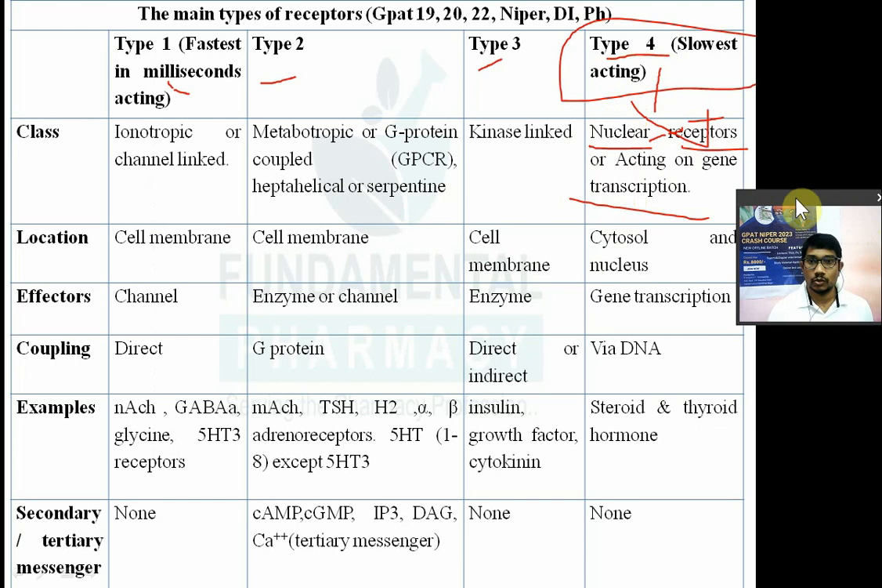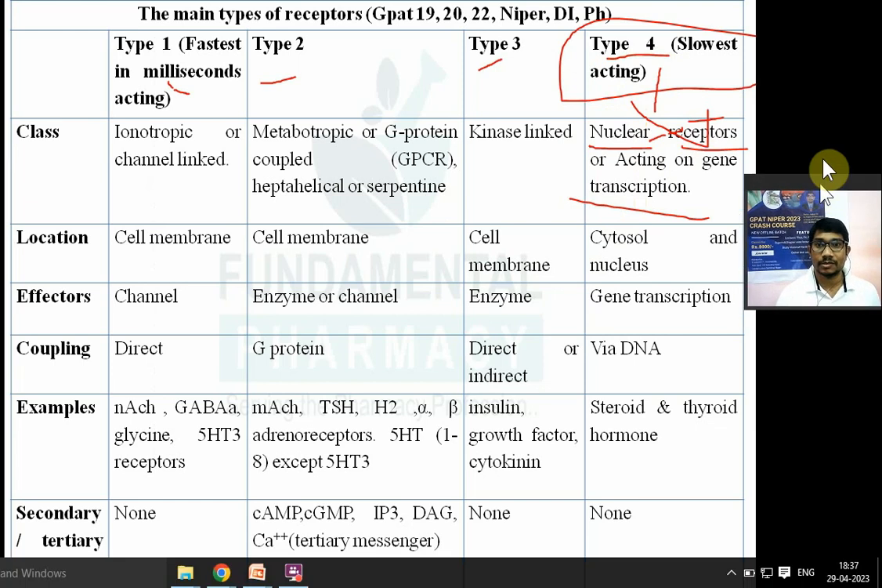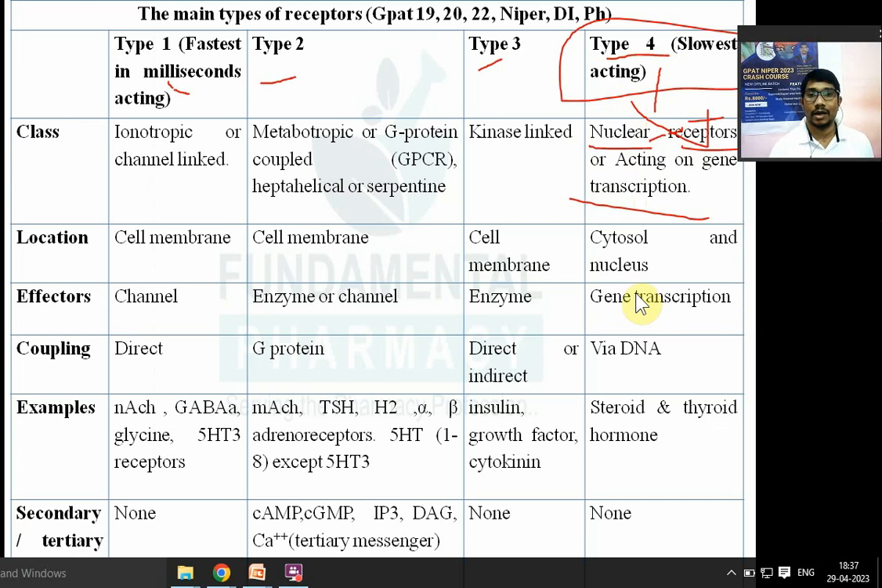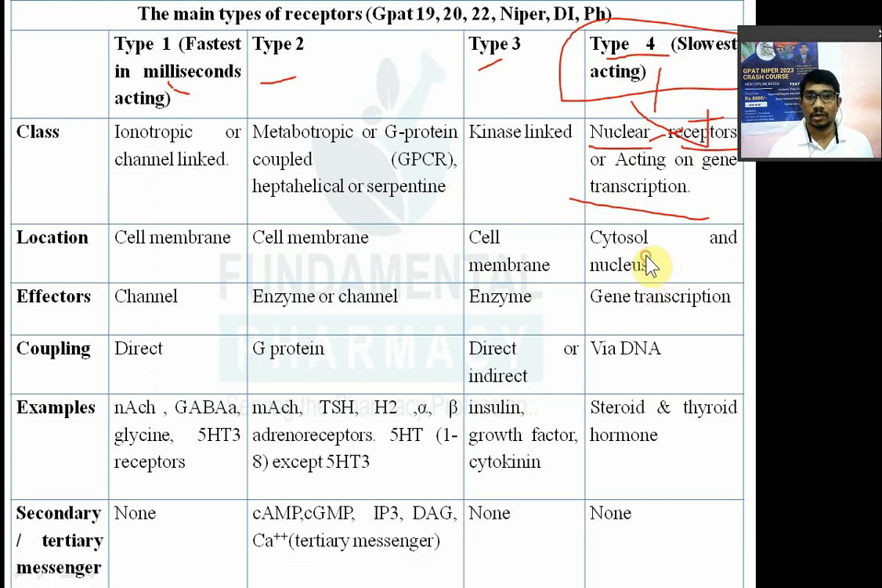So where they are present? They are either present on the cytosol or nucleus of the cell. कहाँ पे होता है ये? साइटोसोल मतलब साइटोप्लाज्म और न्यूक्लियस, दोनों में किसी में भी हो सकता है. इफेक्टर कौन है? जीन ट्रांसक्रिप्शन. They interact with the nucleic acid DNA RNA and will produce a different gene, will produce a different protein.